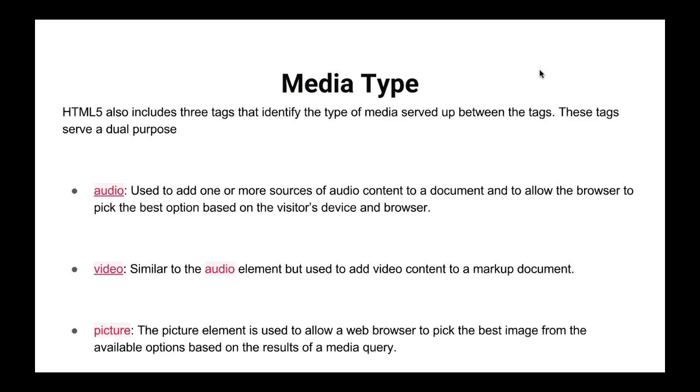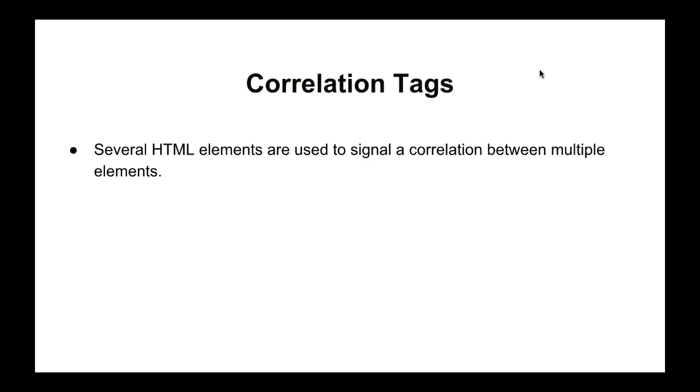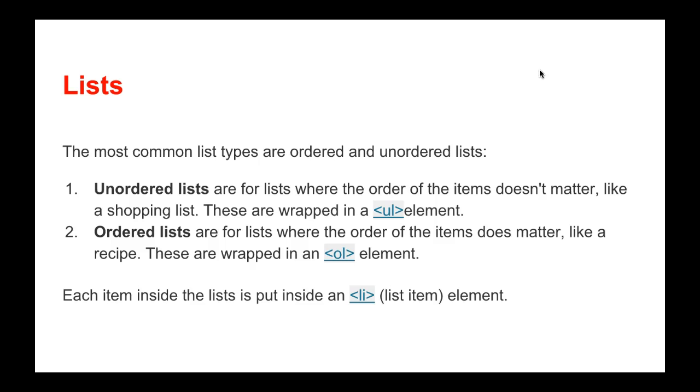Media type. HTML5 also includes 3 tags that identify the type of media served up between the tags. These tags serve a dual purpose: audio, video, and picture. Correlation tags. Several HTML elements are used to signal a correlation between multiple elements.